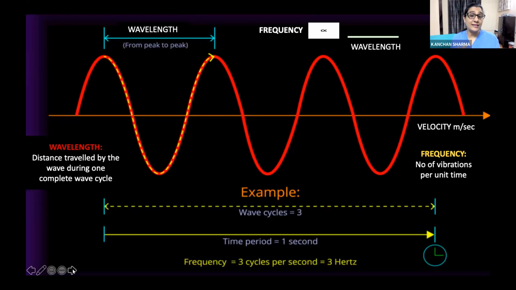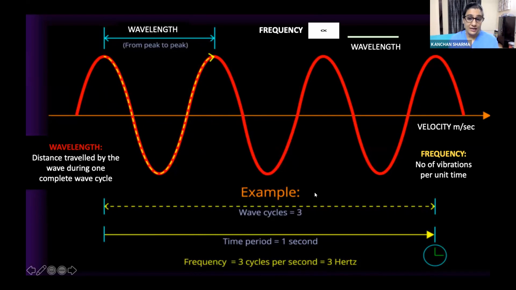When I say frequency, it is the number of vibrations per unit time. So for example, just see here. From 1 to 1, this is one wave cycle. From this peak to this peak, it is 2. And from this to this, it is 3. So 3 wave cycles are there. So the frequency of this wave is going to be 3 cycles per second.